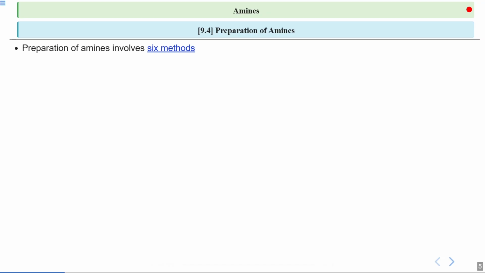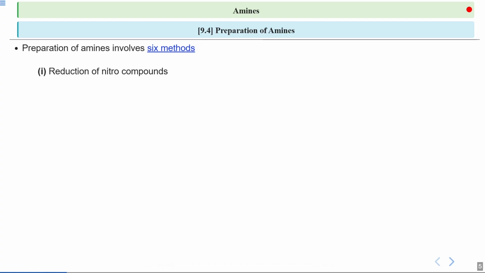So today we are going to see the preparation of amines. So the preparation of amines involves 6 methods. One by one, we are going to discuss each of these methods. First method is reduction of nitro compounds.